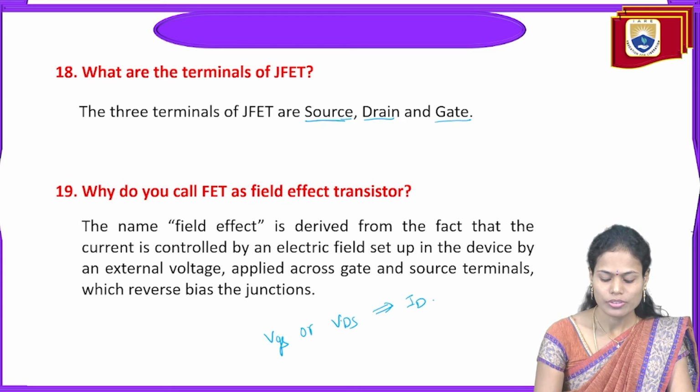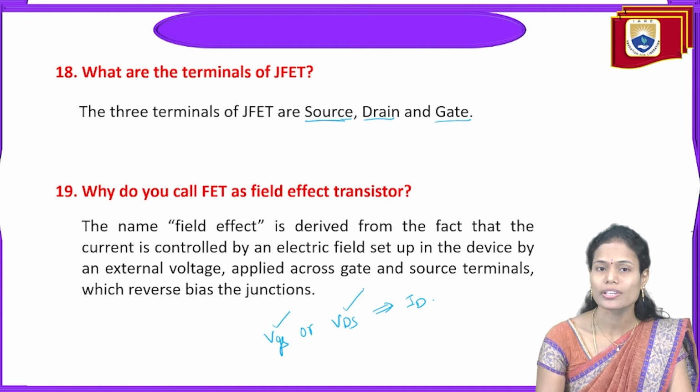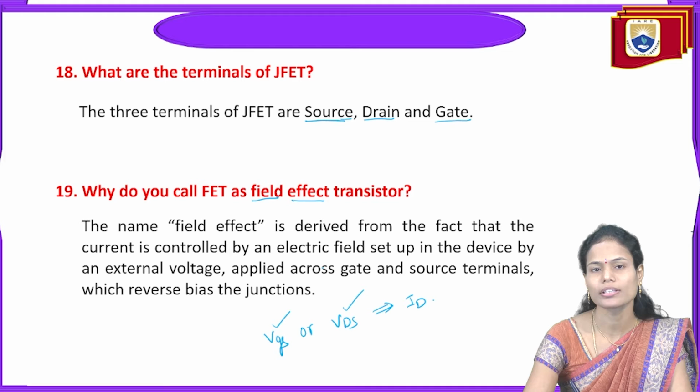So this VGS voltage or VDS voltage we are applying externally. An external voltage is applied to the gate to source junction or to the drain to source junction. So the field effect, because of the application of the electric field, is affecting the device. That is nothing but it is providing the current. So that's why it is called a field effect transistor.